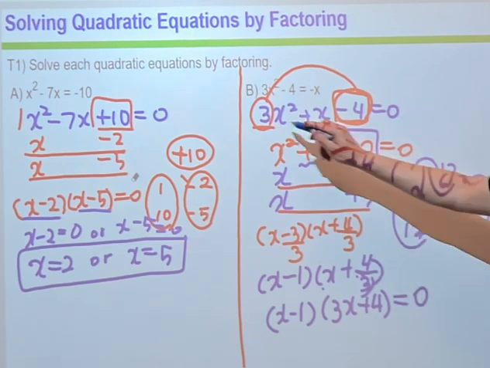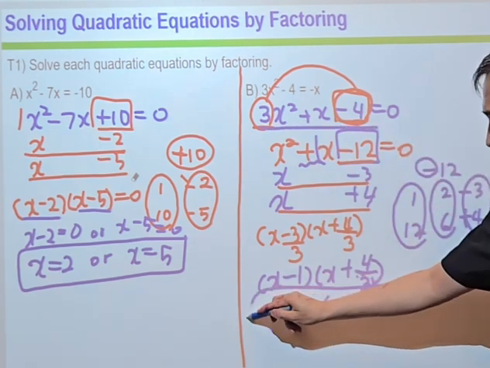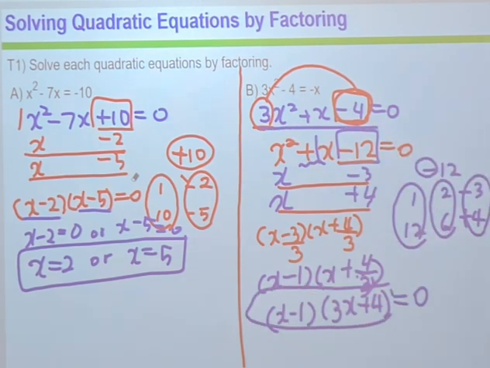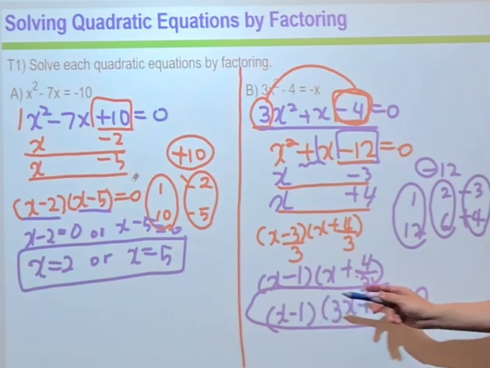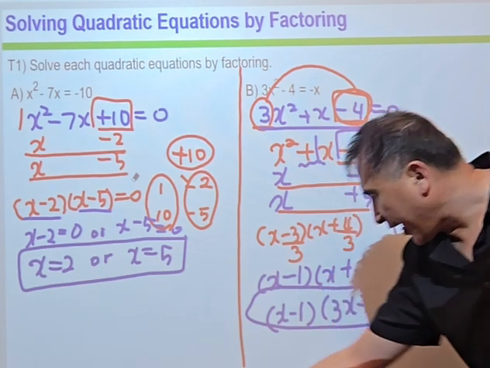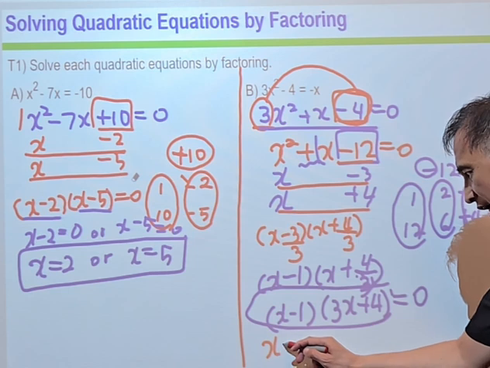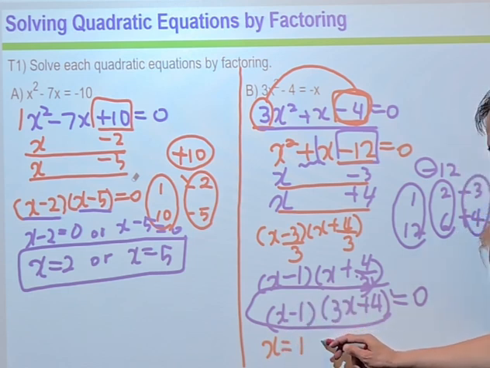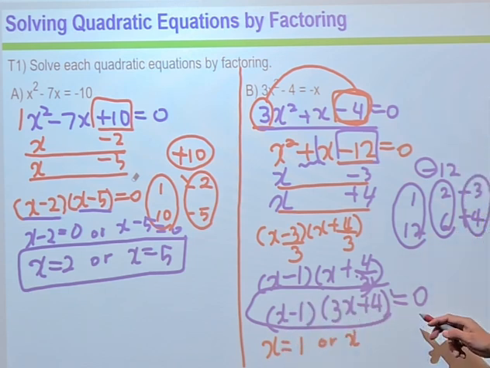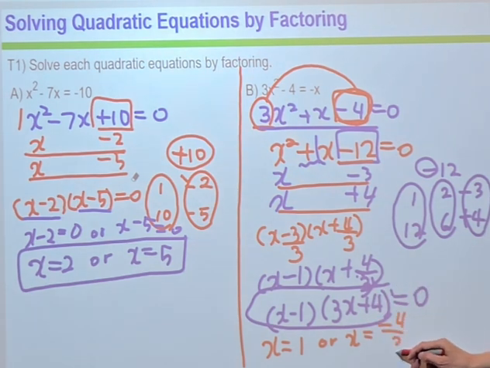Now, this is the factoring of the original equation. To solve, a times b equals 0, again a equals 0, which in this case is x minus 1 equals 0, so x equals 1, or 3x plus 4 equals 0, which means x equals, moving the 4 over, minus 4 over 3. That's our final answer.